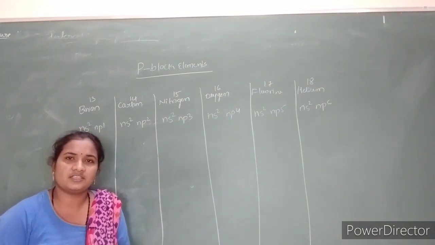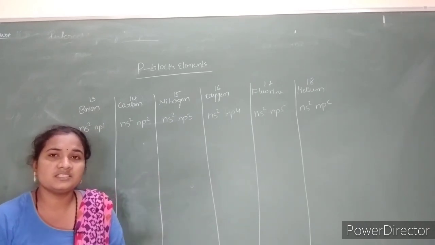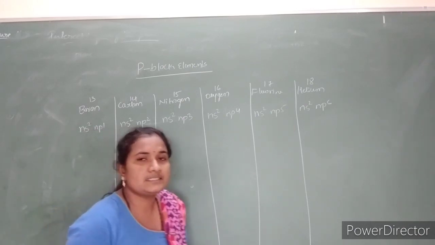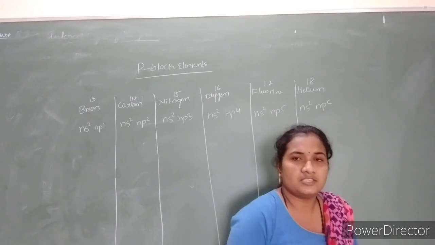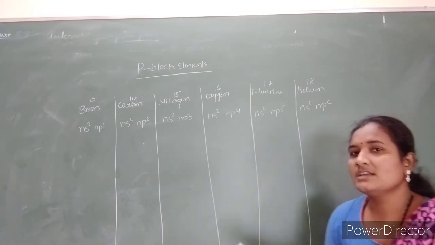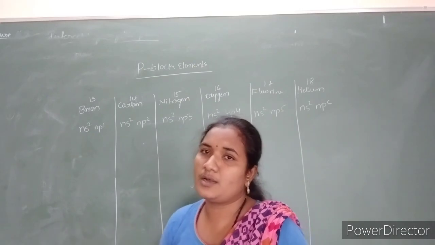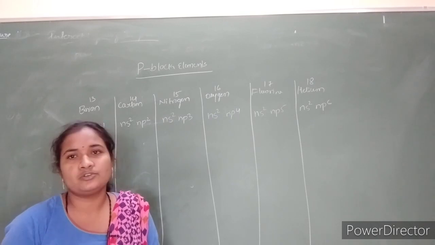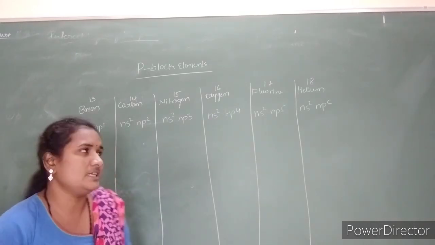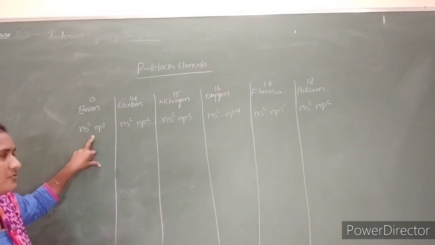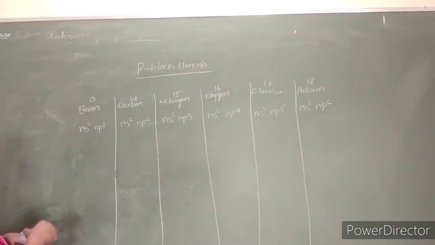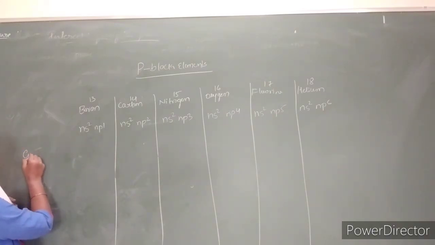The oxidation state of these P block elements is equal to the sum of the number of valence electrons present in the ns and np orbitals. That is said to be the group oxidation state. In group 13 we have 3 valence electrons, 2 from ns and 1 from np, so the group oxidation state will be +3.